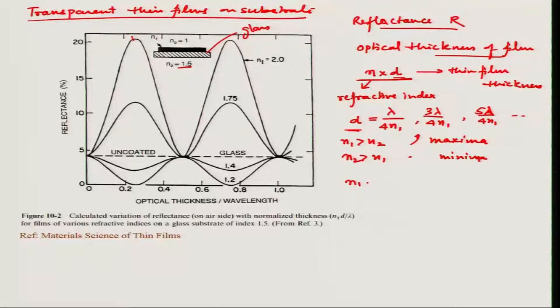If you just change this to n1 d over lambda, then you will get 1 by 4, 3 by 4, 5 by 4 like this. So you will get either maxima or minima at these. Now, if you see in this figure, this is 0.25, you get a maxima or minima for different values of n1, either larger than n2 or smaller than n2. So 0.25, 0.75 and so on. So you measure the reflectance.